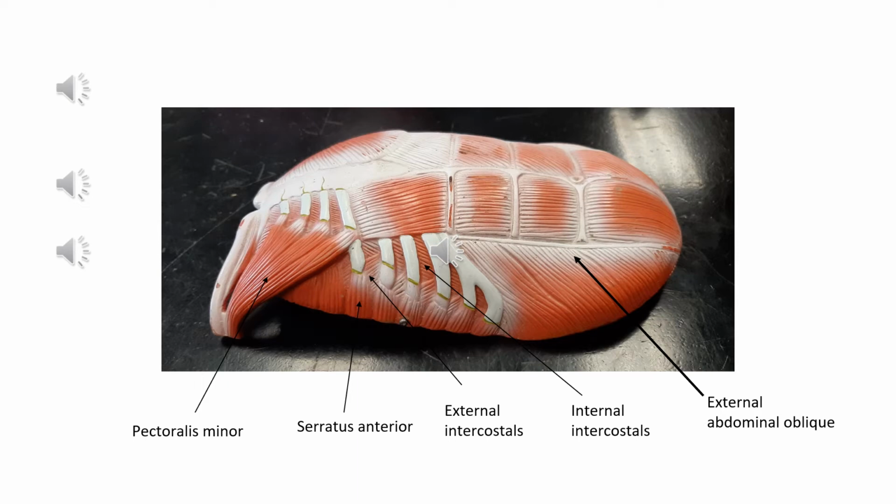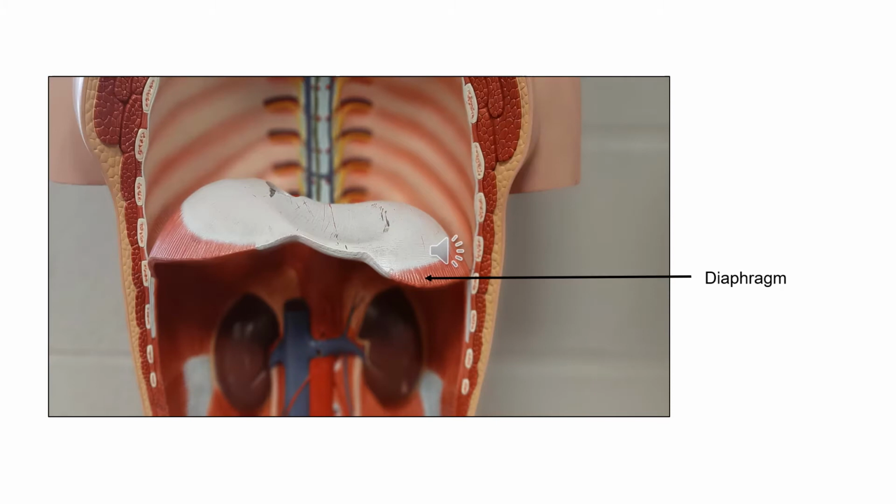This is the internal intercostal. Its main actions are to prevent the pushing out or drawing in of the intercostal spaces during inspiration and expiration, and it also depresses the ribs during forced expiration. This is the diaphragm. Its main action is to draw the central tendon down and forward during inspiration.